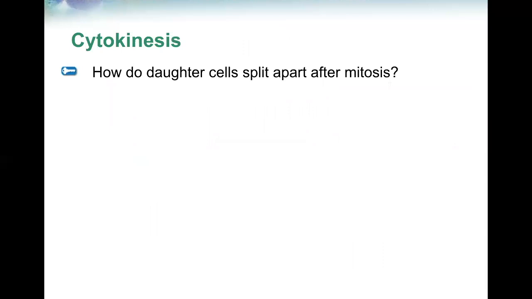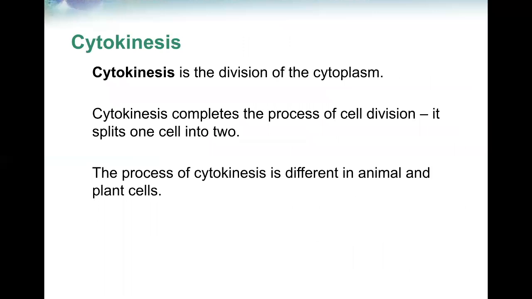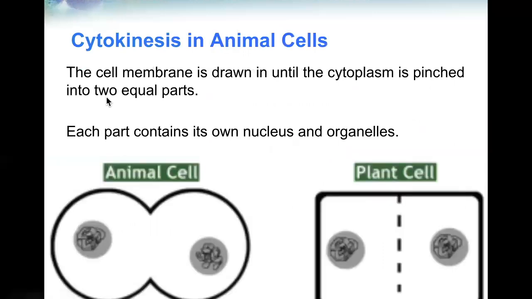So how do daughter cells split apart after mitosis? Cytokinesis is the division of the cytoplasm. Cytokinesis completes the process of cell division. It splits one cell into two. The process of cytokinesis is different in animal and plant cells. In animal cells, the cell membrane is drawn in until the cytoplasm is pinched into two equal parts. Each part contains its own nucleus and organelles.